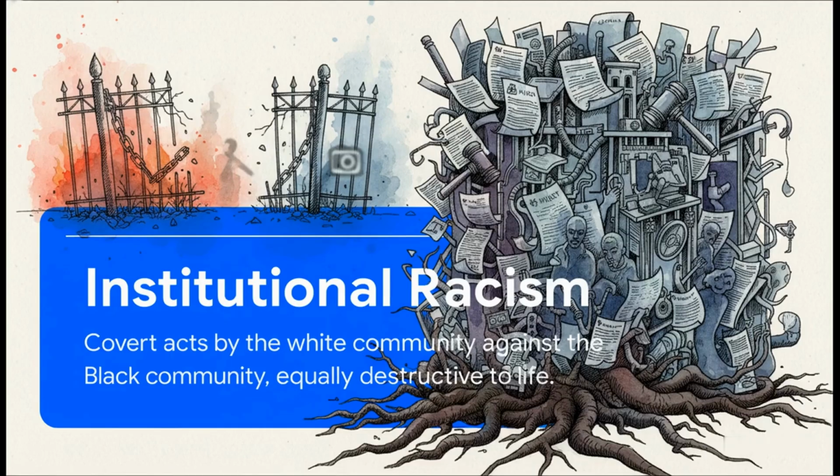We absolutely have to distinguish between individual racism, the overt camera-ready acts of violence, and institutional racism. Institutional racism is about the covert, legally protected acts by the dominant community against the Black community. It's subtle, it's harder to point to one specific person committing the act, but the author argues it is entirely systematic and every bit as destructive to human life.